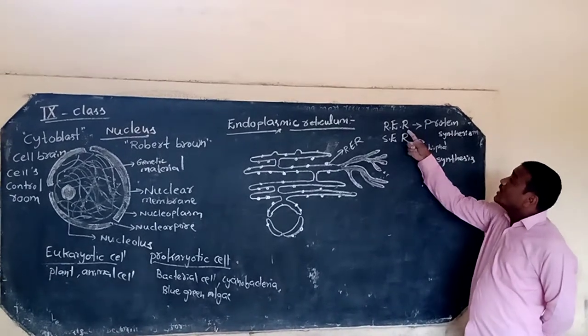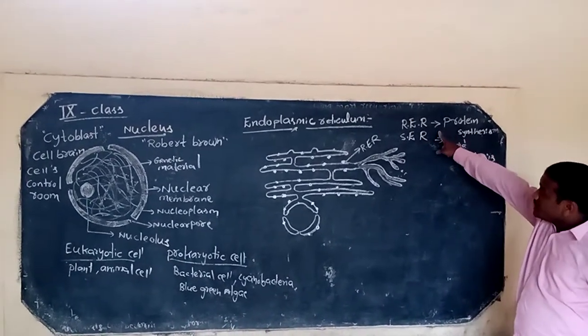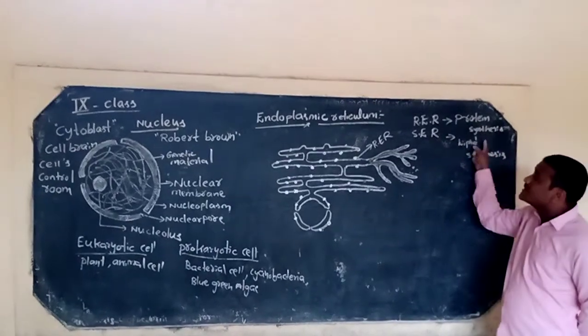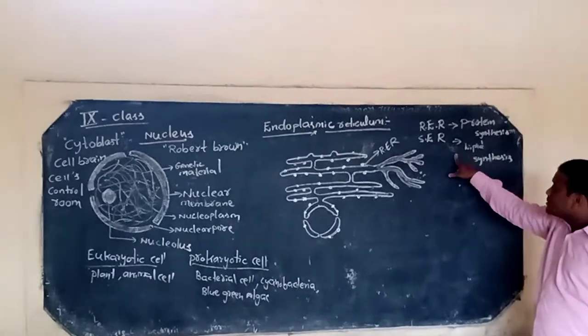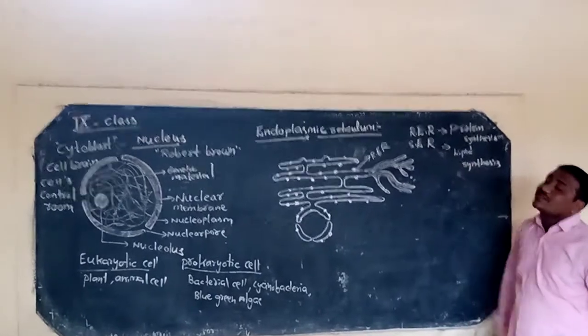The function of the rough endoplasmic reticulum is protein synthesis. The function of the smooth endoplasmic reticulum is lipid synthesis.